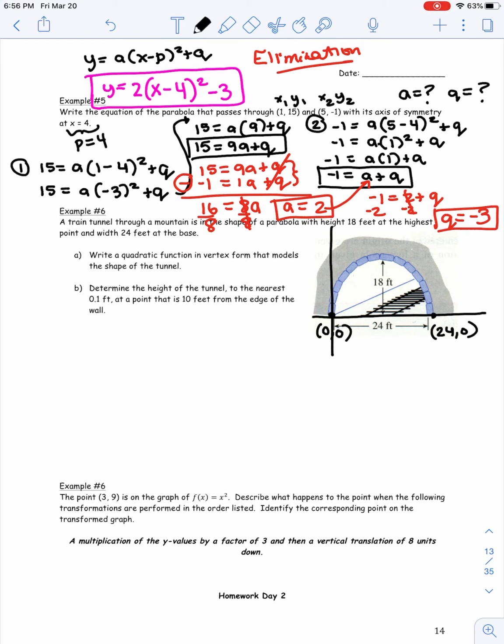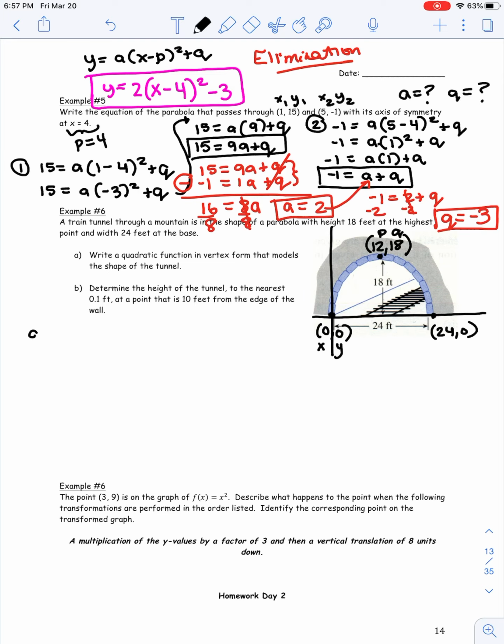We know that the tunnel is 18 feet in height, and in width it is 24 feet. So we can label this point right here, which is on the axis of symmetry, as 12, so it's half of 24, and the height to get there is 18. So this is our p and q, and then we can use either this one or this one to plug into our x and y.